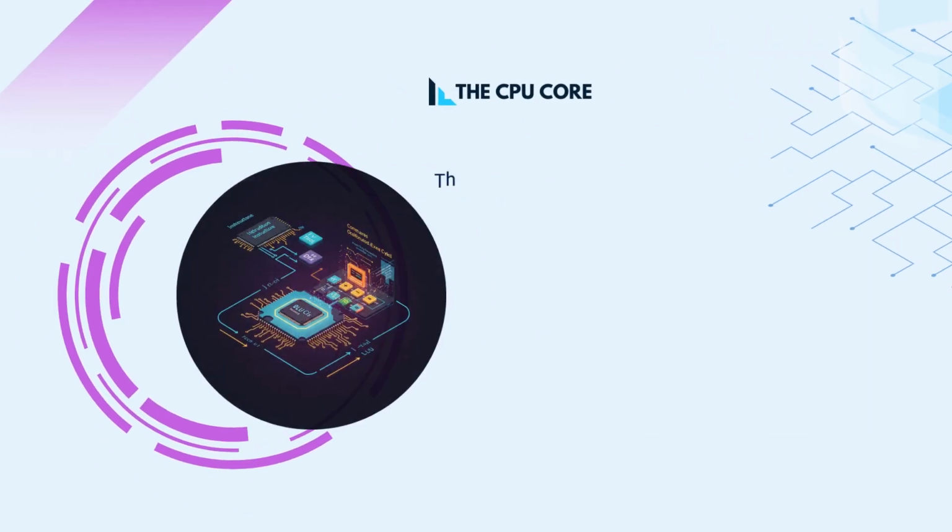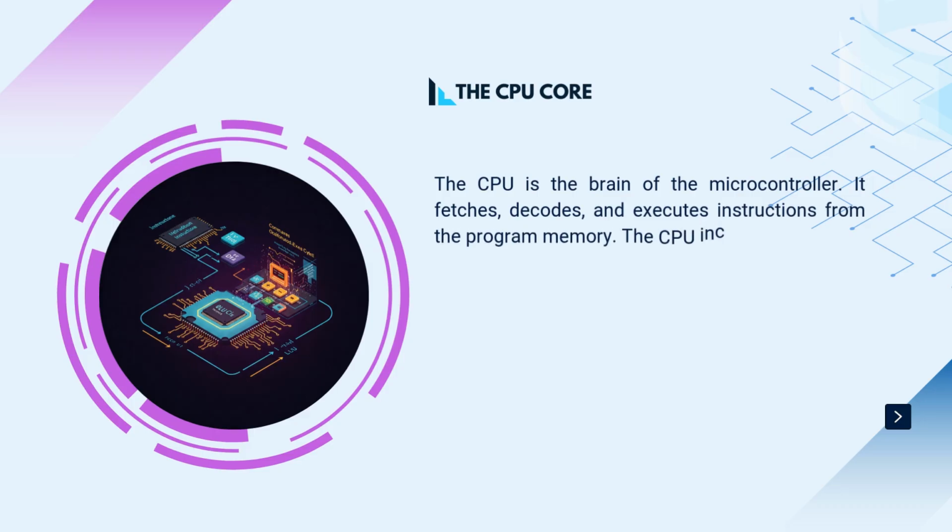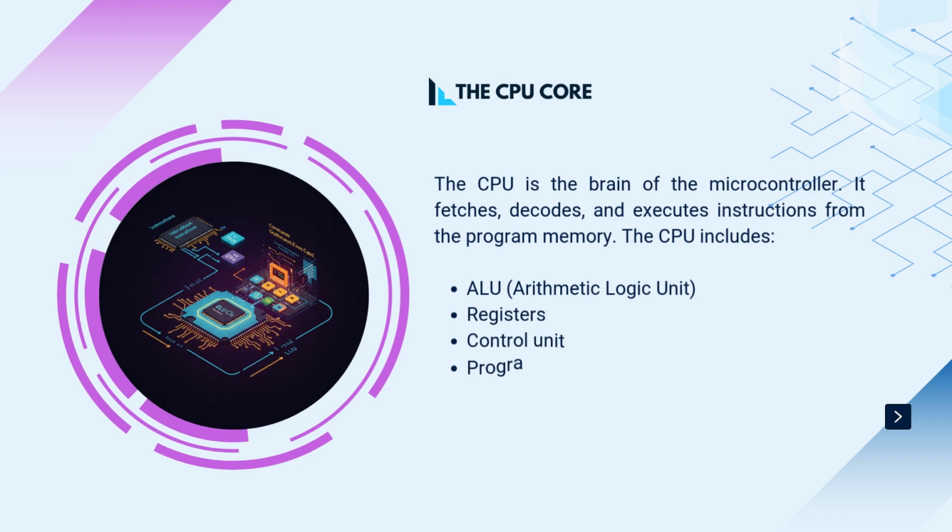The CPU is the brain of the microcontroller. It fetches, decodes, and executes instructions from the program memory. The CPU includes the ALU, arithmetic logic unit, registers, control unit, and program counter. The control unit directs how instructions move through the system. The program counter keeps track of the next instruction. These all work together to ensure tasks are performed correctly and timely.